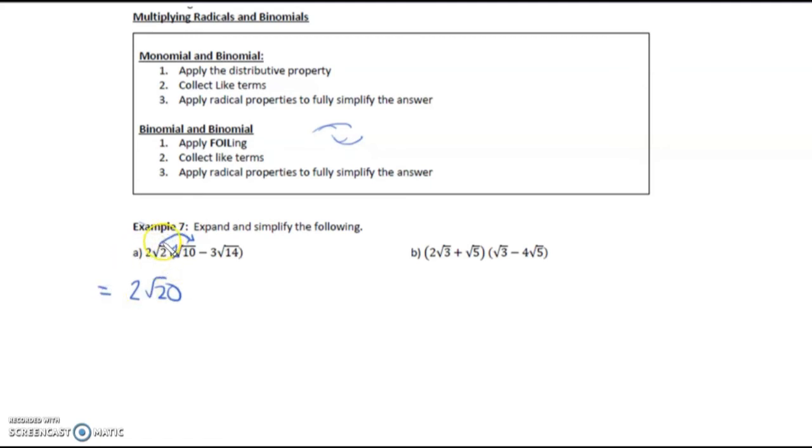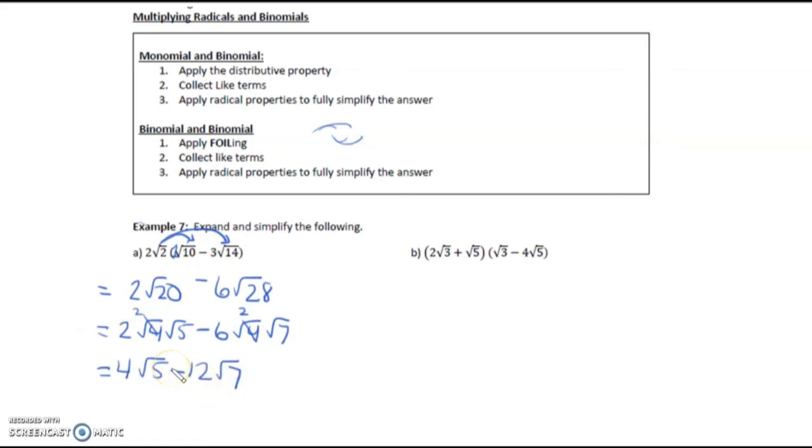Now let's multiply 2 root 2 by 3 root 14. We get minus 6 root 28. Now let's break down. 20 can break down into root 4 times root 5, and 28 can break down into root 4 times root 7. So the root 4's become 2's. 2 times 2 is 4, so we get 4 root 5 minus 12 root 7. Okay, that's a monomial by a binomial.